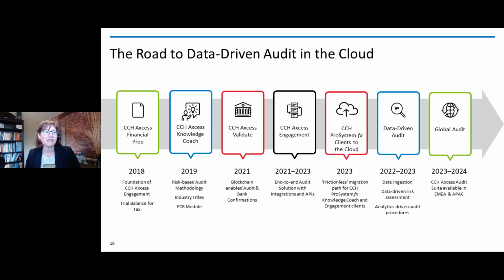So the road to a data-driven audit in the cloud for us is not new. You can see from the timeline across the bottom, we have a number of products that service firms that have been in the cloud since 2008, starting with financial prep, which really helps early on in the business tax return part of the process and passes data across to CCH Axcess Tax. But Knowledge Coach, which is how the audit program tailoring is a part of the process, was introduced in 2019. Validate, which I'll talk about in a minute, for bank confirmations was just introduced late last year.